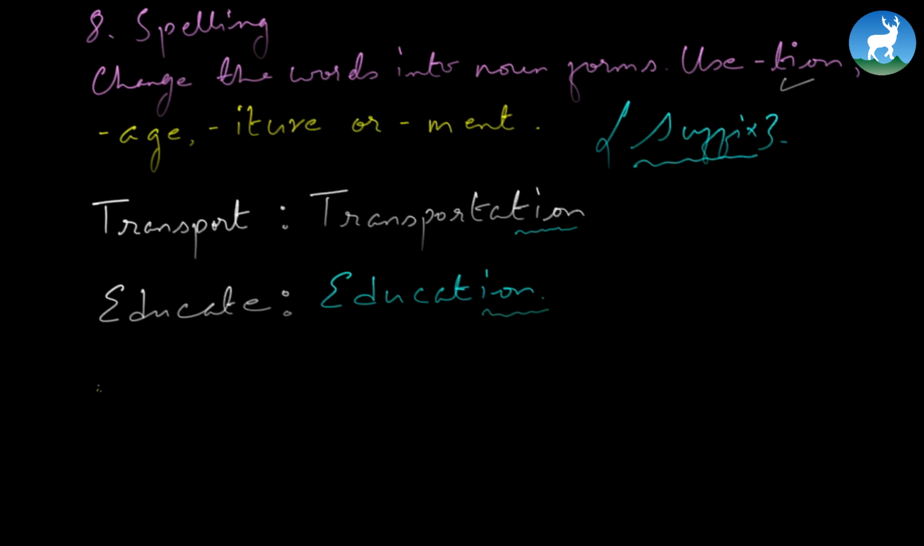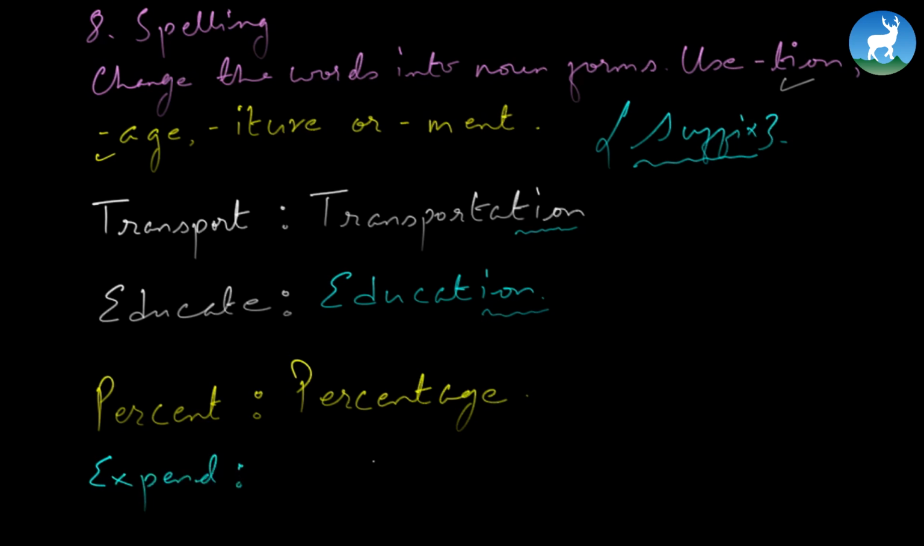And again we have percent, to change into its noun form. Remember the option available, age. So percent. Now its suffix is age. That makes it percentage. And I know very well that it's a very simple exercise that you can very well do. Expend. Figure it out. Is it going to be expansion? Is it going to be expendage? Or is it going to be expenditure or expendment? And don't forget, if you're confused, you surely can get help from a dictionary for the spellings as well as for the words.